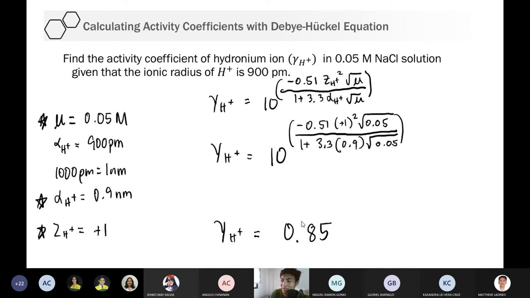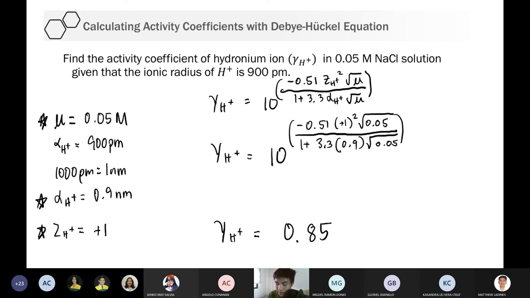So, yan. That is the value for gamma. 0.85. Ah, ganun lang. Hindi naman siya intimidating talaga, no? Mukha lang. Pero alam mo naman kung paano mag-derive using the antilog, di ba? So, basta alam mo kung paano gumamit ng antilog, mabubuhay ka sa analytical chem. Okay. So, yan, no? Easy lang, oh. Di ba? Okay. So, yan.